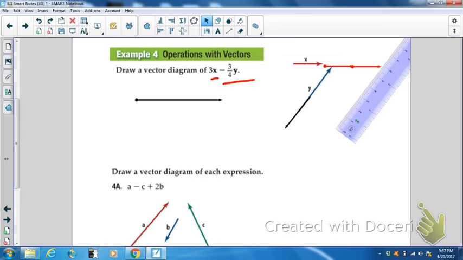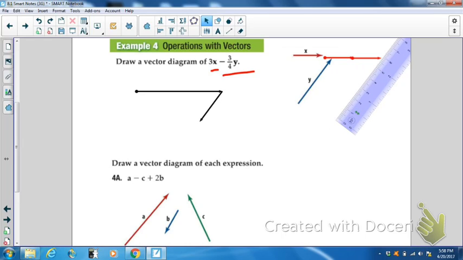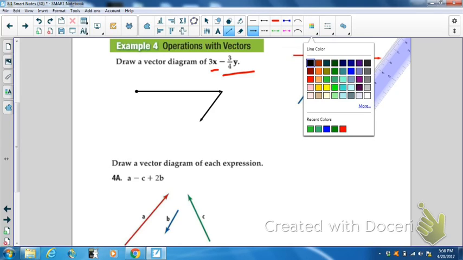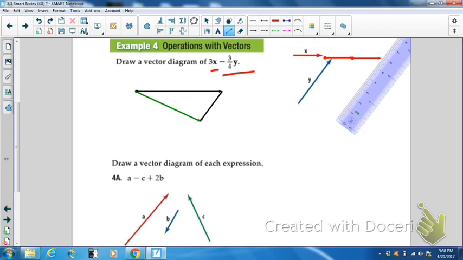You do want it parallel. So I'm going to bring it over here. I'm going to match it up with the endpoint because now it's going the opposite direction that the original vector was going. And then I'm going to connect. I'm going to make that triangle vector. Now the green one represents 3x minus 3/4 y.